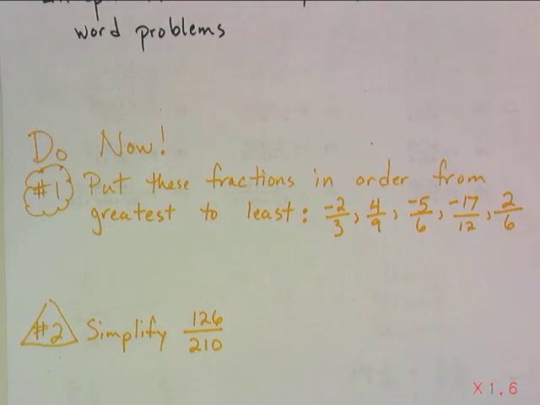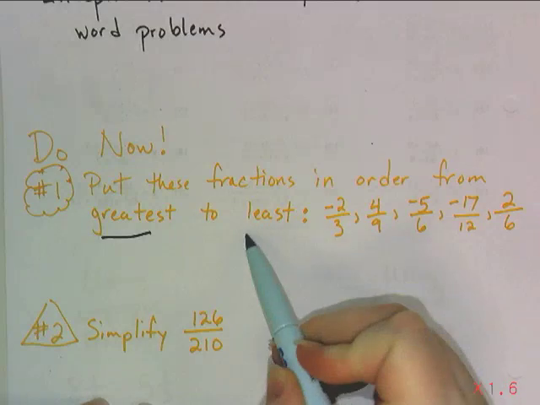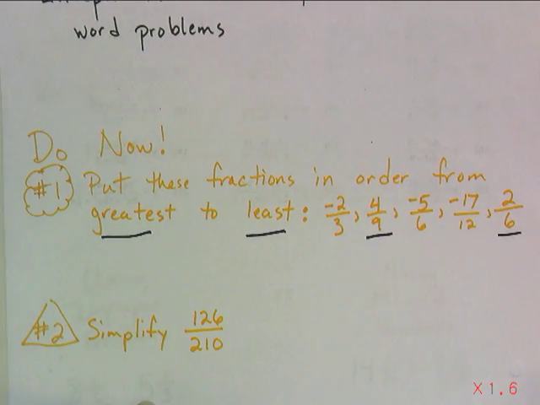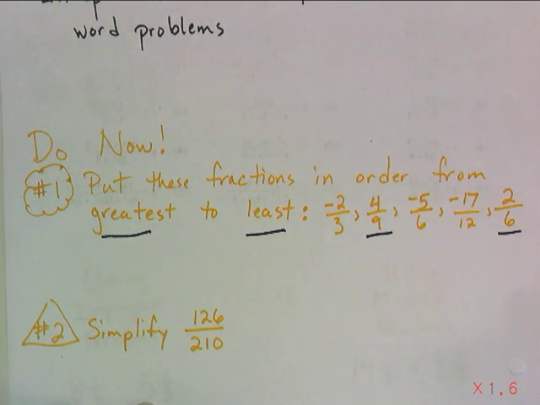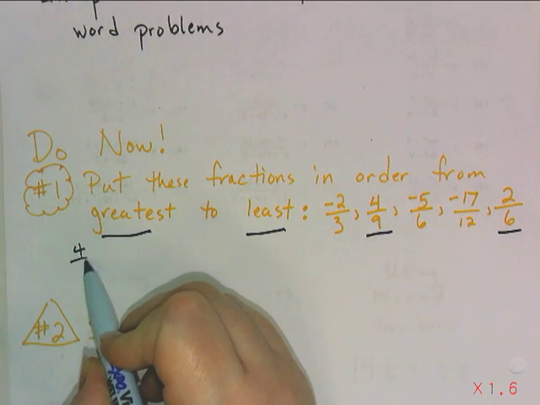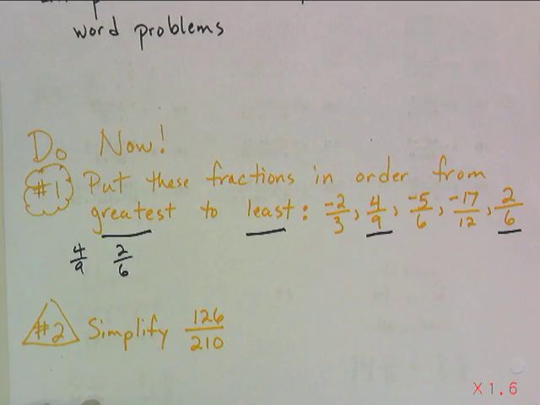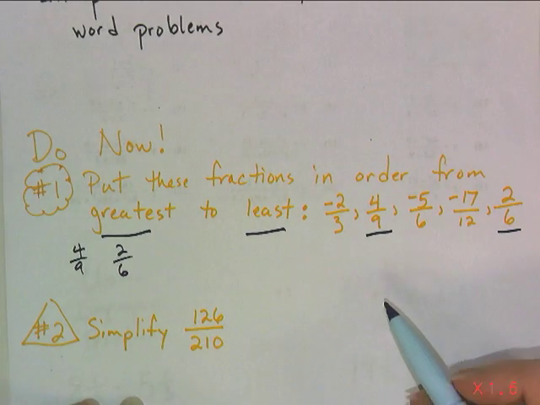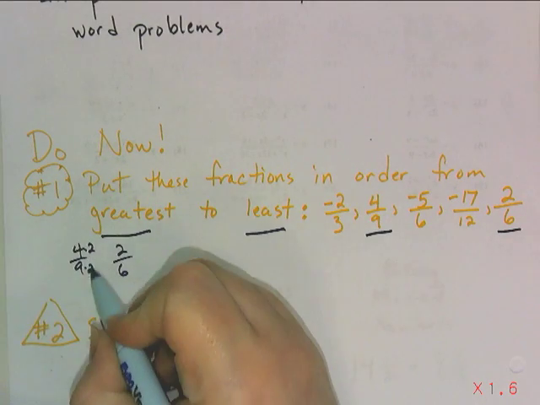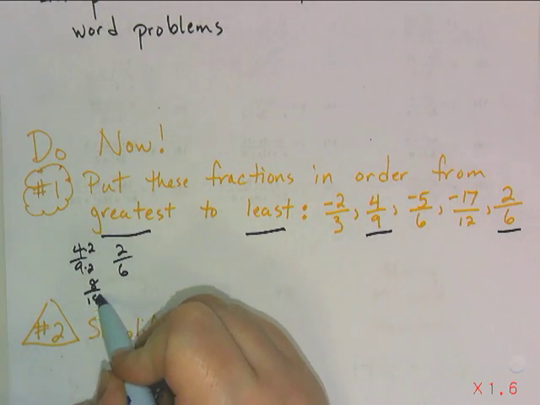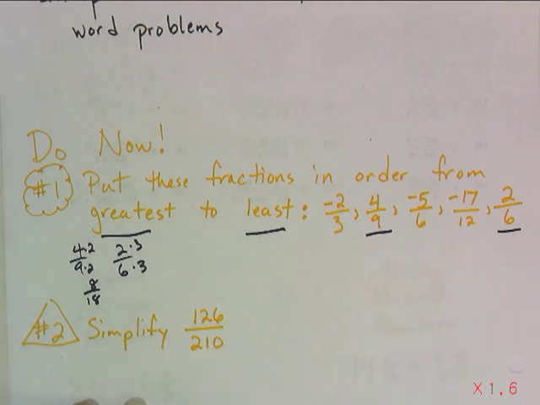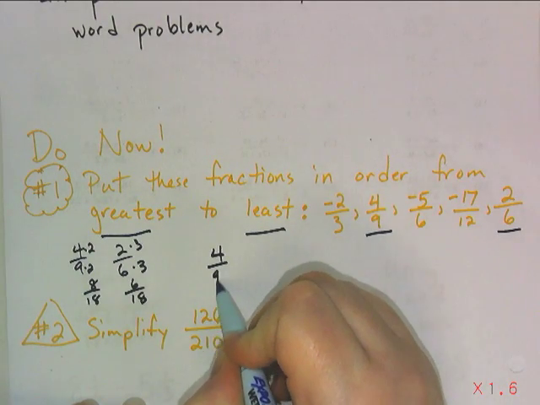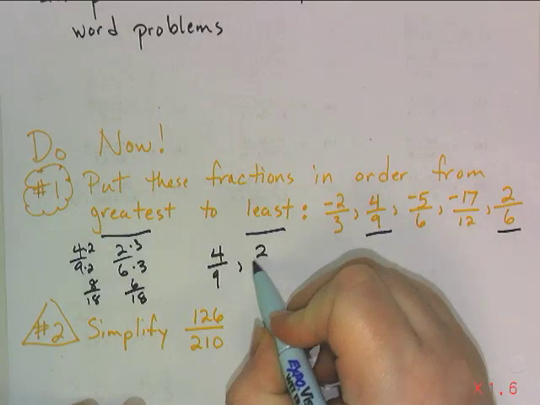We want to put these fractions in order from greatest to least. Make sure that you're paying attention to that, greatest to least. The biggest numbers in here are going to be our positives. I don't need to worry about the negatives for now. Let me just worry about the positives. Well, for 4/9 and 2/6, let's change those to common denominators. The least common denominator I can use here would be 18ths. So this times 2 means I have to do 4 times 2, and I get 8/18ths. This times 3 means I also have to do 2 times 3, which gives me 6/18ths. So the 4/9 is larger and is going to go first, followed by the 2/6.